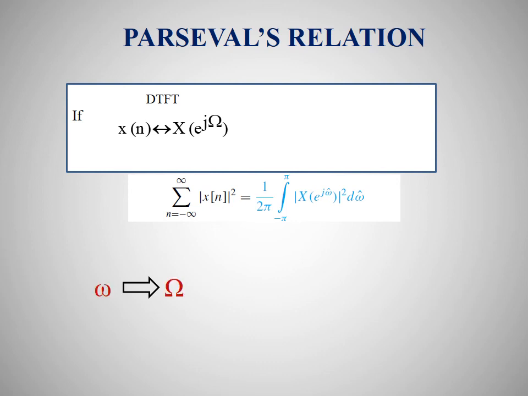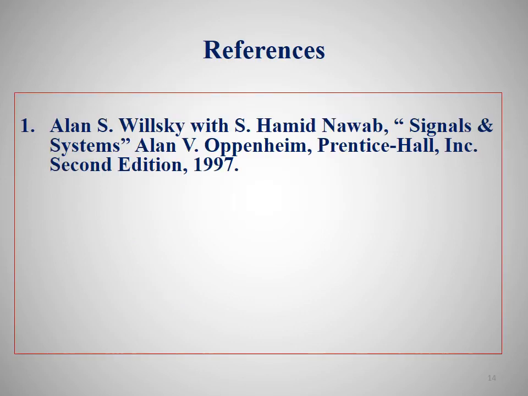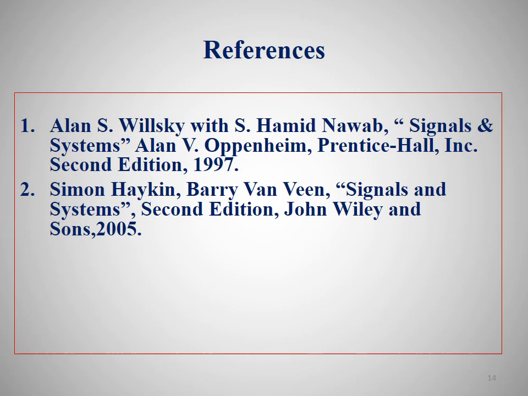In all the slides, an important modification needs to be made. Wherever there is the small omega, it needs to be corrected as the large omega. This is so because X of e^jΩ is generally represented for DTFT using the capital omega and not using the small omega. The references are, as usual, Oppenheim and Haykin.